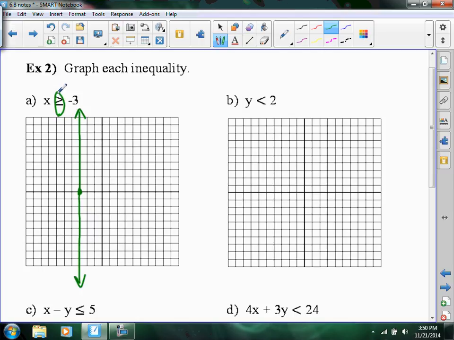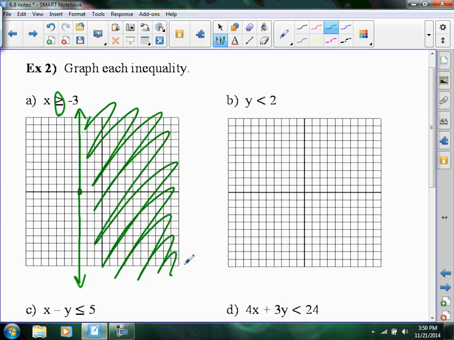And then when I'm shading, I have greater than. So that greater than means above. That means I want to shade everything above -3 on the x-axis. So that's everything to the right, so the whole right side of my graph will be shaded. And when you shade the whole area, if you want to use colored pencils or highlighters or markers, that's fine. You can do that too.